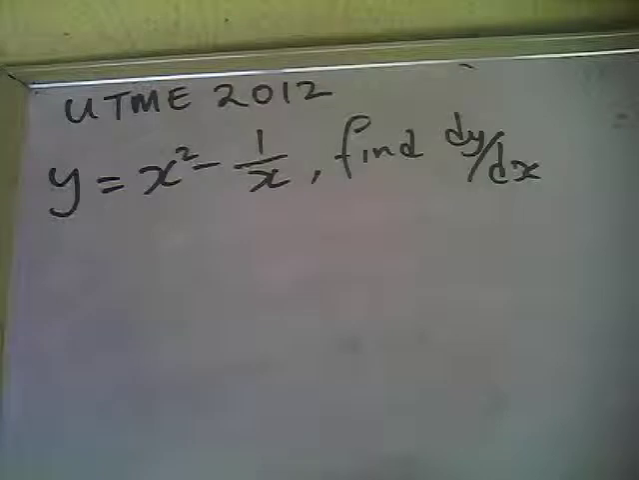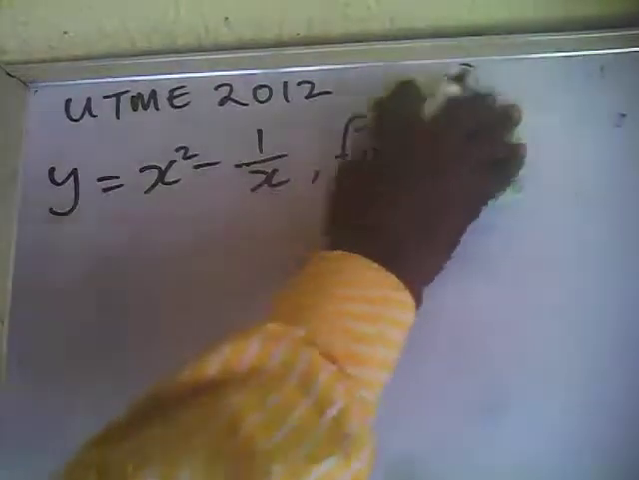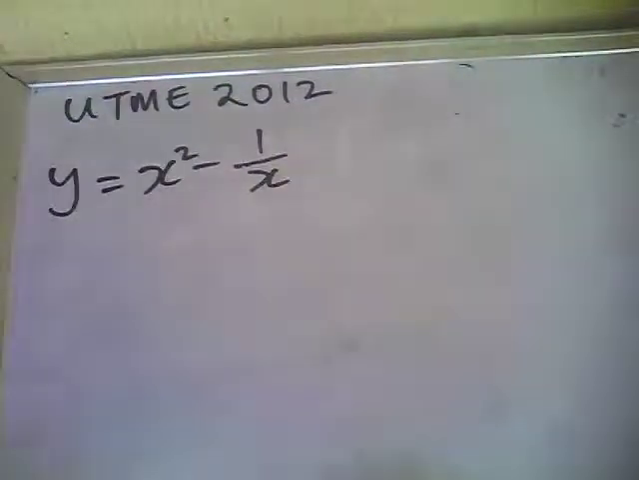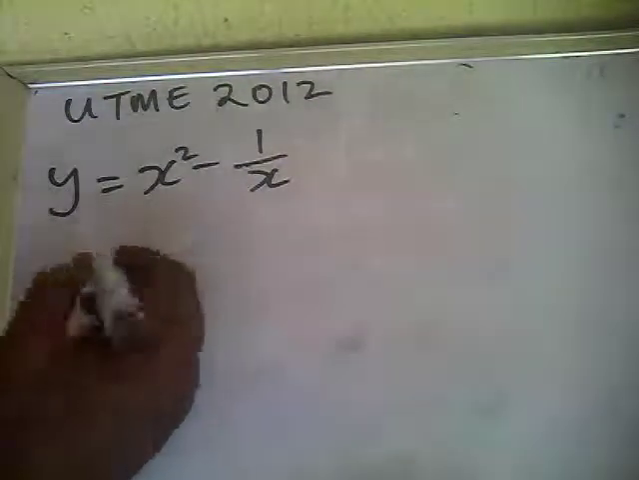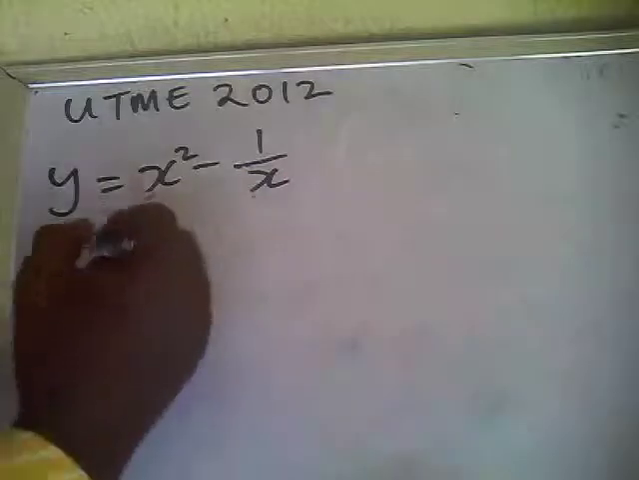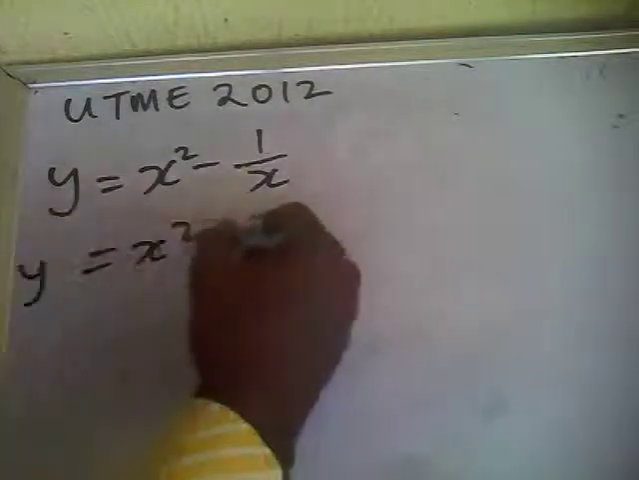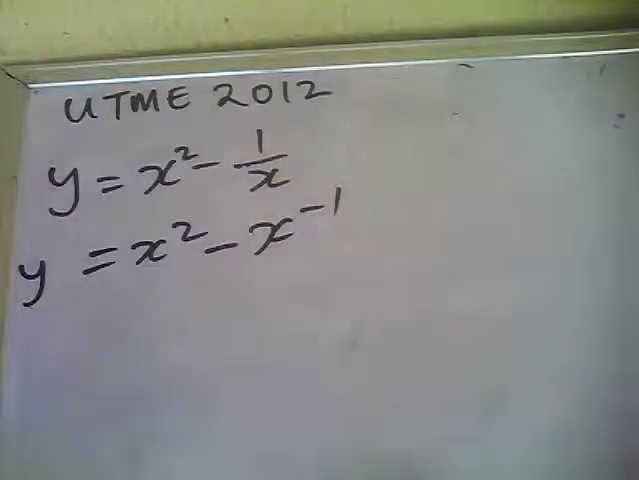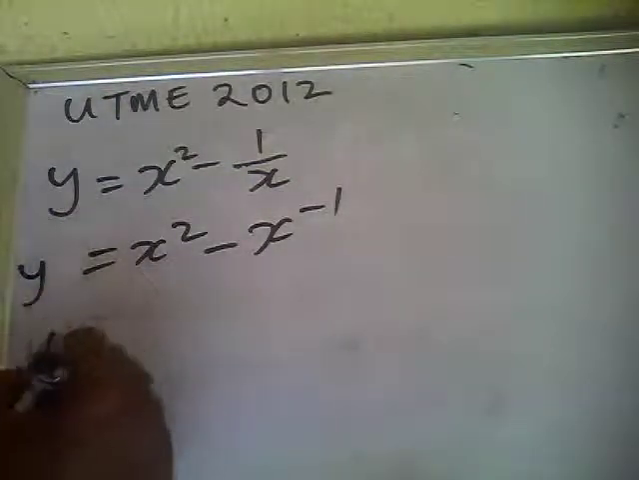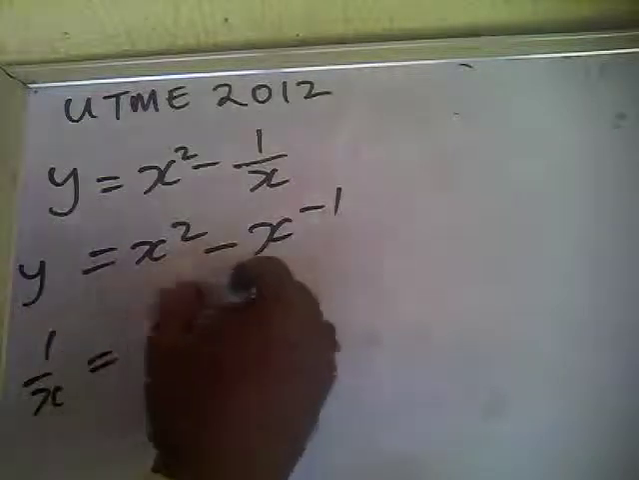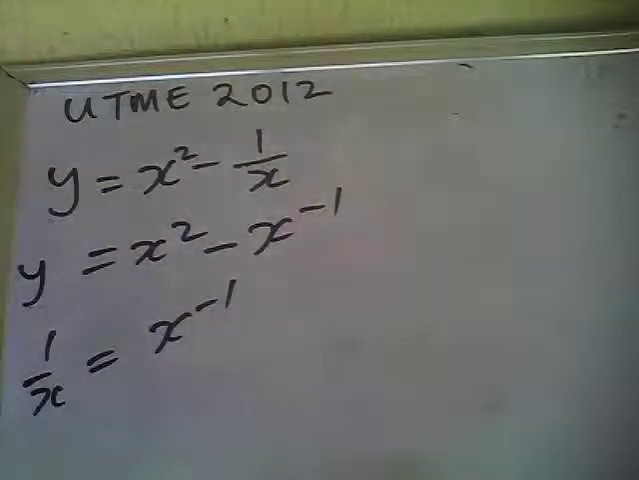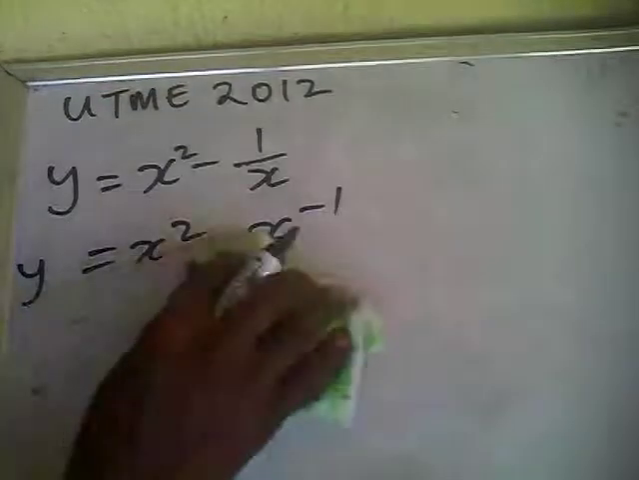We have two questions on differentiation that year. The first question is: find dy/dx of this function, y equals x squared minus 1 over x. For easy solution, we have to rewrite this function as y equals x squared minus x to the power minus 1, with the help of indices. You know, in indices, 1 over x is the same as x to the power minus 1. So that changes everything to power function.